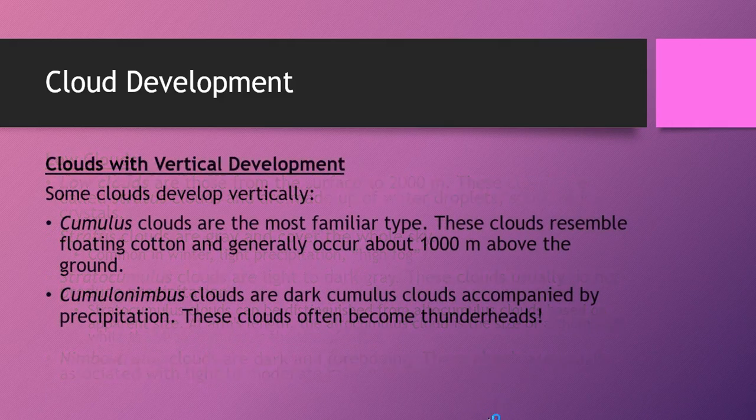And finally, we have clouds that develop vertically. So cumulus clouds are the most familiar ones. They resemble somewhat like floating cotton, and they can generally occur about 1,000 meters above the ground. And then you have cumulonimbus clouds that are dark cumulus clouds accompanied by precipitation. These clouds often become thunderheads. These are the clouds that form into thunderstorms.